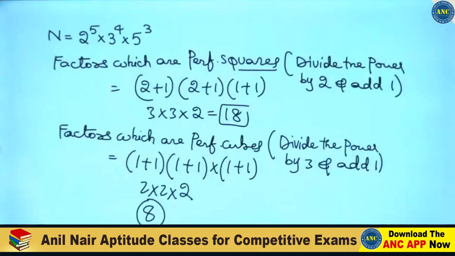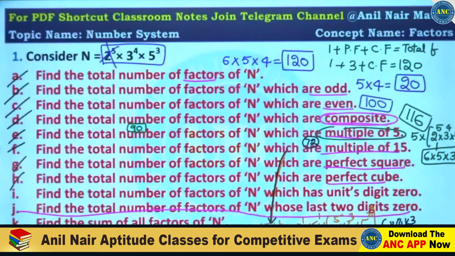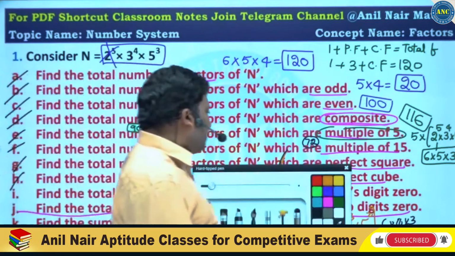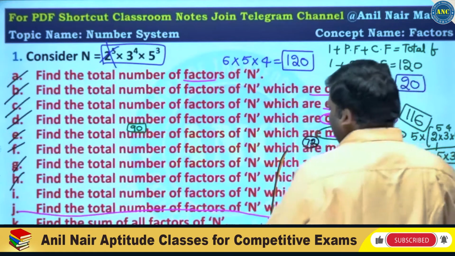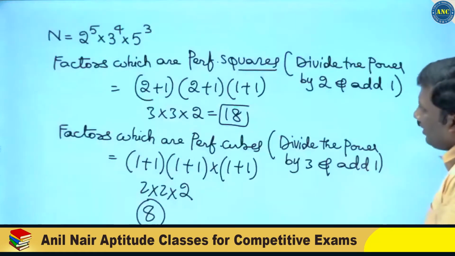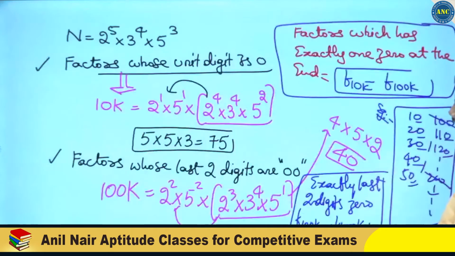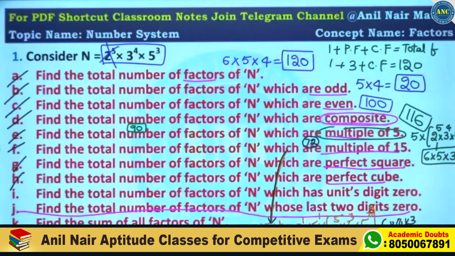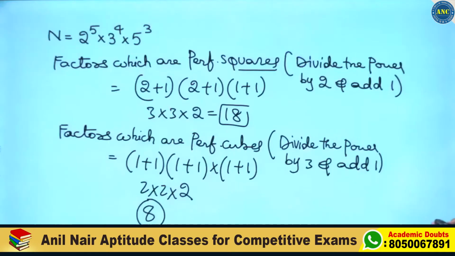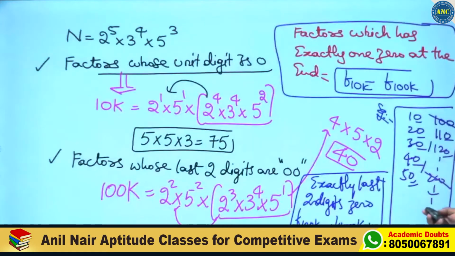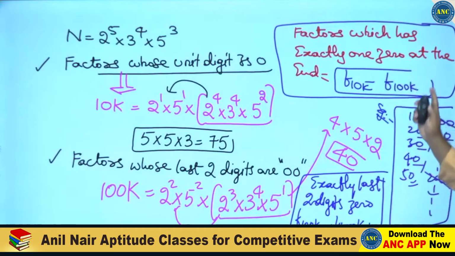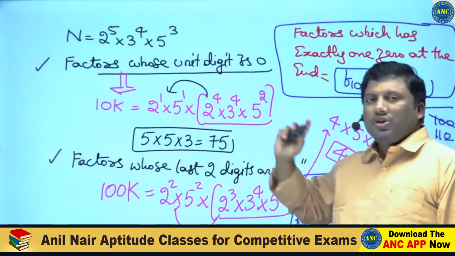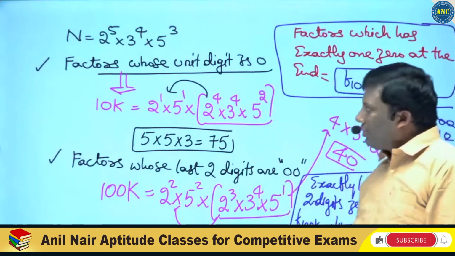Now let us go back and discuss this question. Which question is it? Find the total number of factors of n which have unit digit 0. Did I do unit digit 0? Yes. Factors which have unit digit 0 we discussed. What is the next one? Last two digits 0 also we discussed. 2 square into 5 square: exactly one 0 and whose unit digit will be 0. I hope you understood the subtle difference.